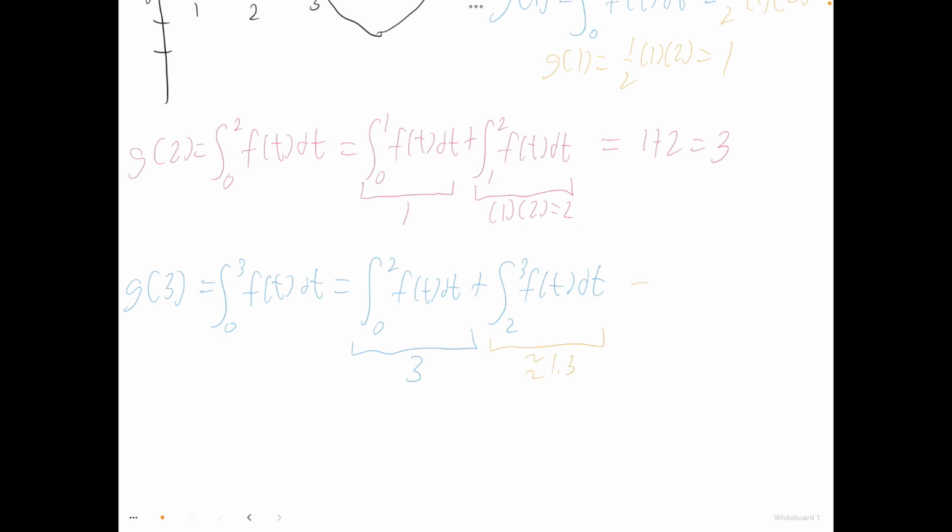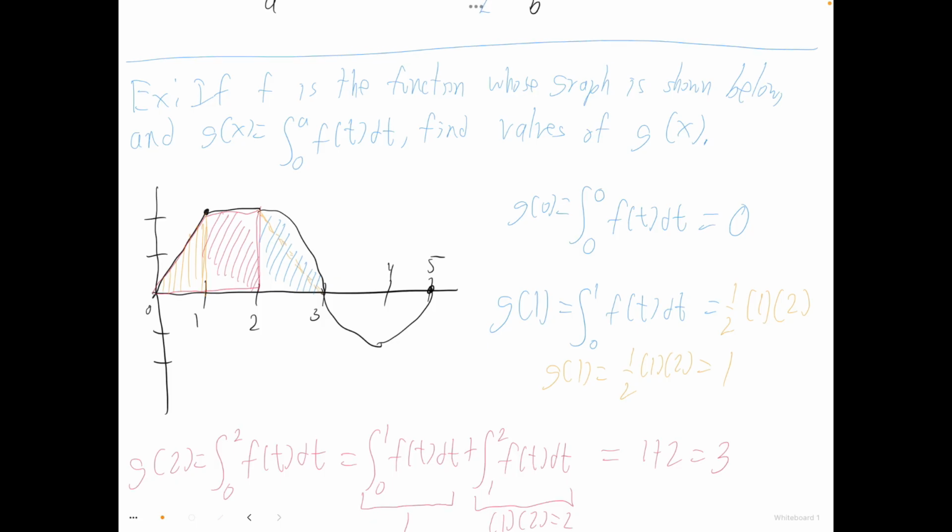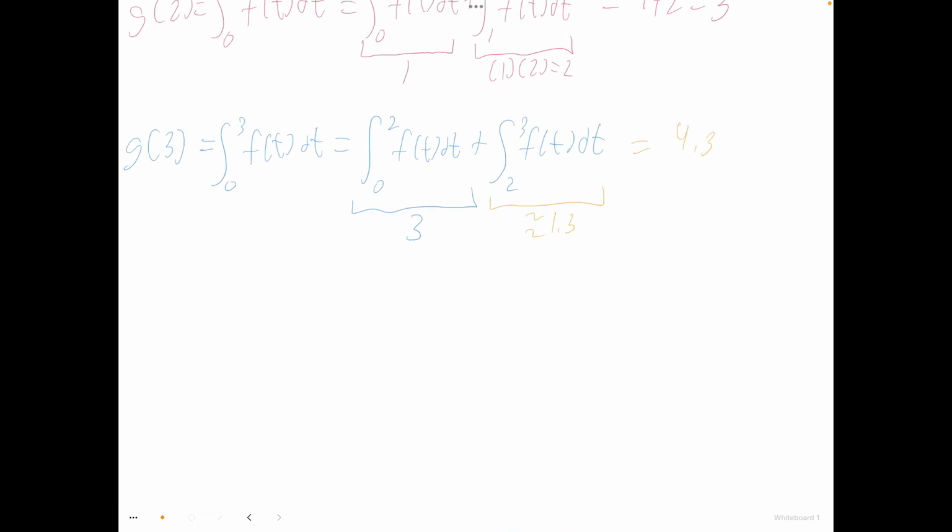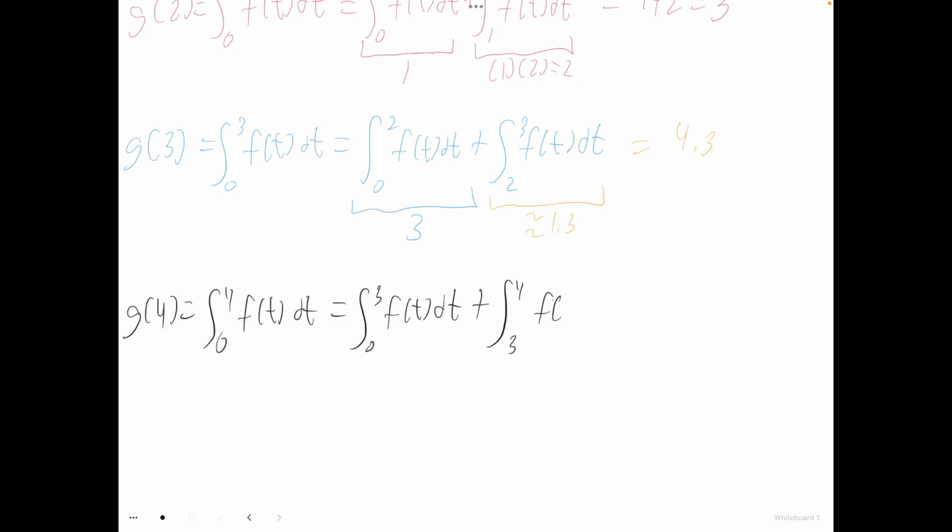And so we've added it on, and so the area now is 4.3. So g of 3 is going to have a value of 4.3. And again, it's giving us the area of this whole piece above the x-axis that we've drawn so far. Next, we come to g of 4. It's the integral from 0 to 4 of f of t dt, which is the integral from 0 to 3 of f of t dt, plus the integral from 3 to 4 of f of t dt. We know 0 to 3 has a value of 4.3, about.